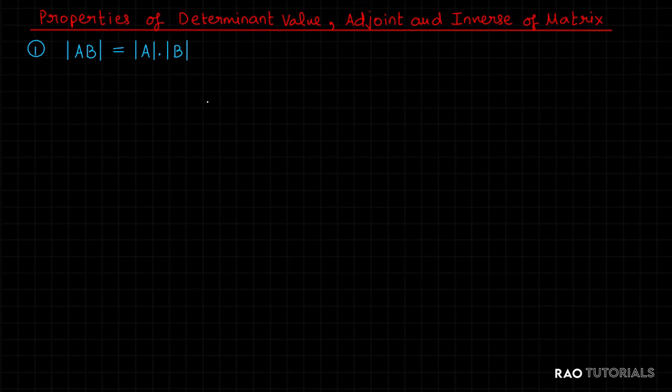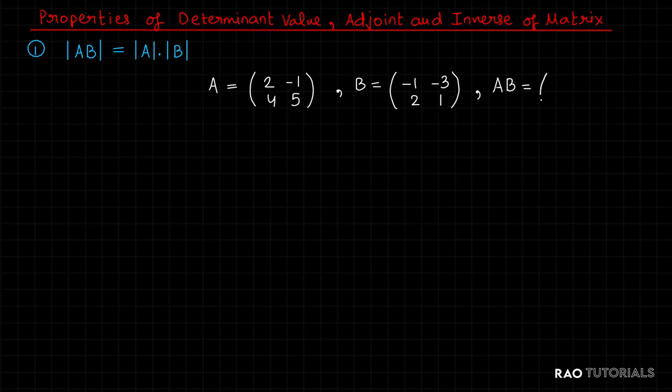So if we have two square matrices of second order, say A and B, then their product is AB equals -4, -7, -6, -7.